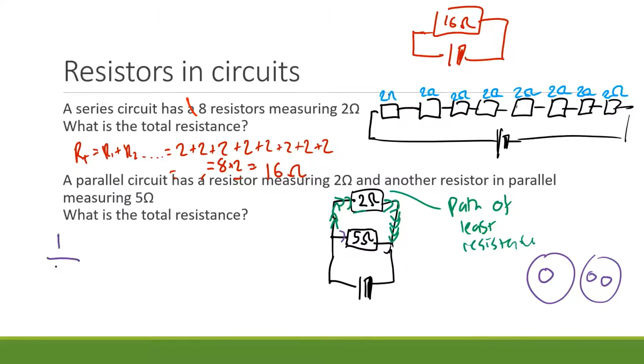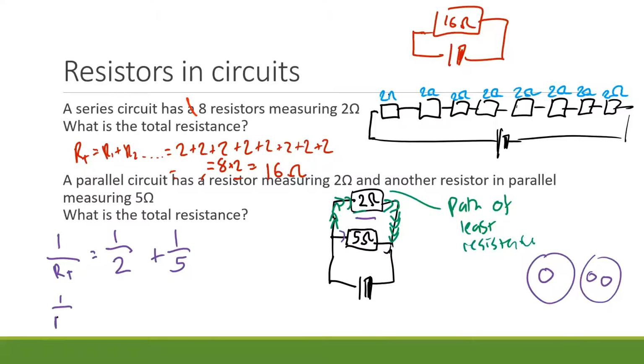How you calculate it is you add the reciprocals. So you get 1 on RT equals 1 on 2 plus 1 on 5. You don't add the actual numbers, you add their reciprocals. Now, there are a couple of ways you can do this. You can do this using fractions. If you're really comfortable with fractions, then go nuts. If you're not comfortable with fractions, there are other ways you can do this. Let's do this with fractions first, because it's engineering maths. It's supposed to be a math subject, so you're supposed to be able to handle it.